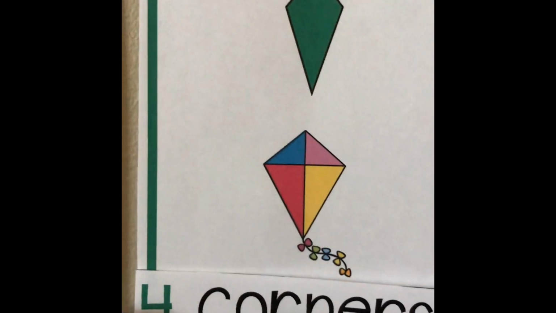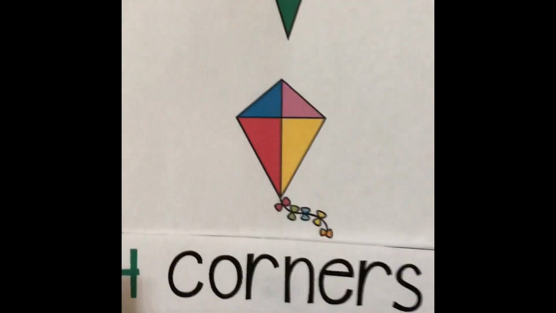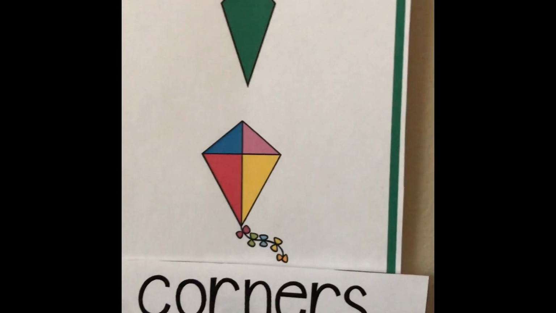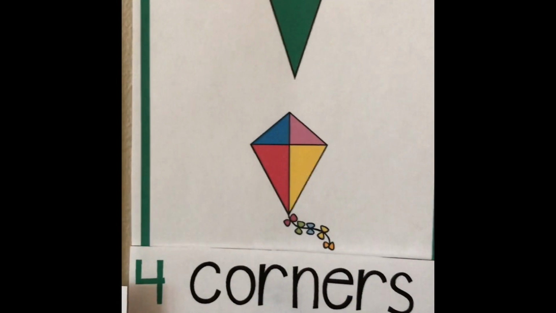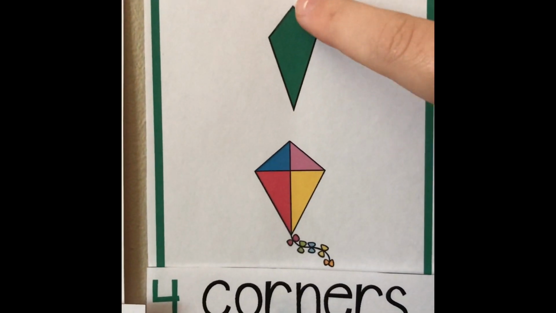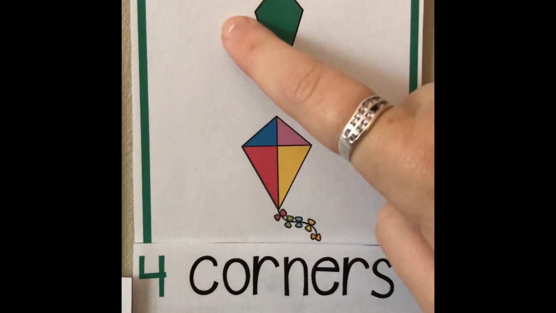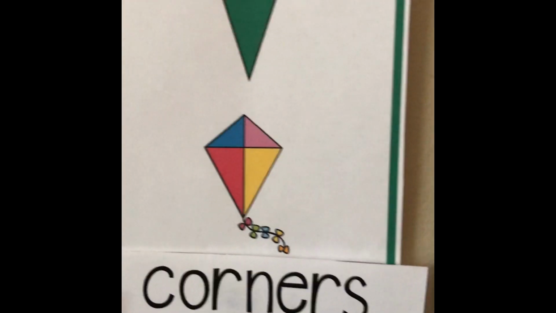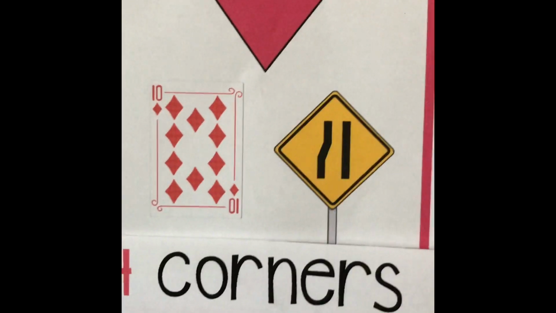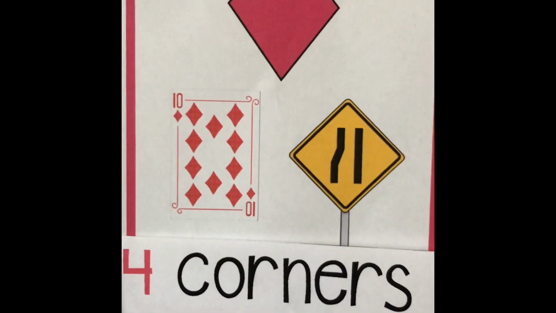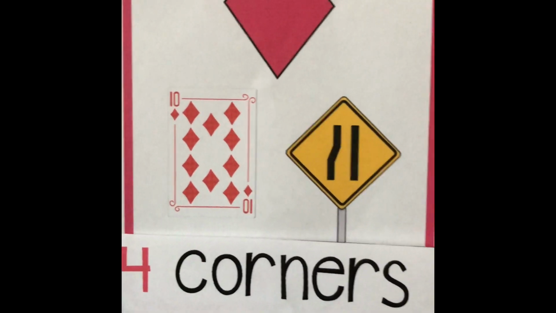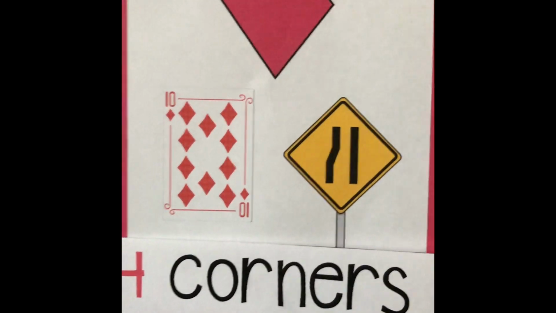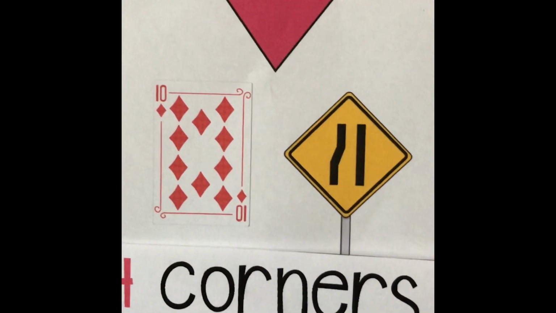The first shape we're going to have a look at is a kite, and it's kind of the same shape as something that you would fly in the air. And this shape has 4 corners, 1, 2, 3, 4, and 4 sides. Diamond, and a diamond also has 4 corners and 4 sides, and you might be able to see it when you go driving with mum or dad and you see a sign, or you might see it in a pack of cards.